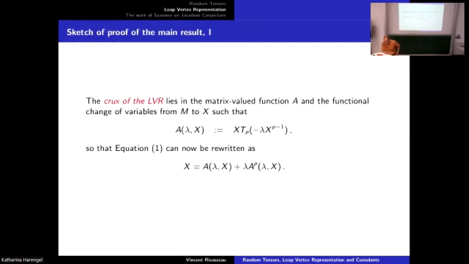The crux of the LVR lies in the matrix valued function A, and the functional change of variables from M to X, such that A of lambda and X is equal to X times T_p of minus lambda X to the p minus 1, so that equation 1 can now be written as X equals A plus lambda A to the p.